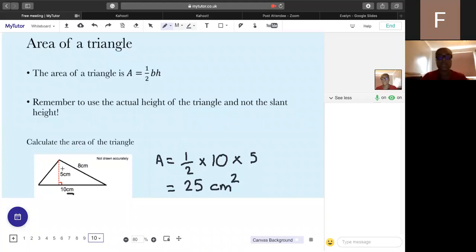They do it to trick you. They put the slant height there to trick you, to see whether you're paying attention and reading the question properly. They do it deliberately. That's why you need to make sure that you are paying attention to the question and reading it properly and making sure you use the actual height, because they will do those sort of things to see whether you're paying attention to your working out or not. So make sure you are paying attention.